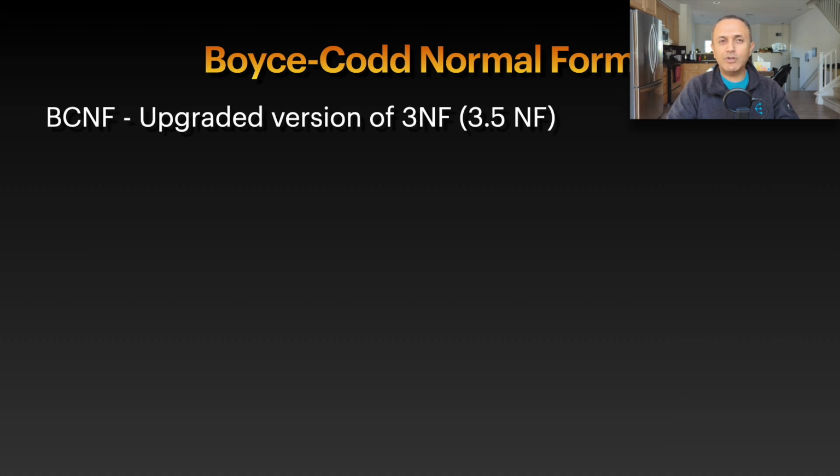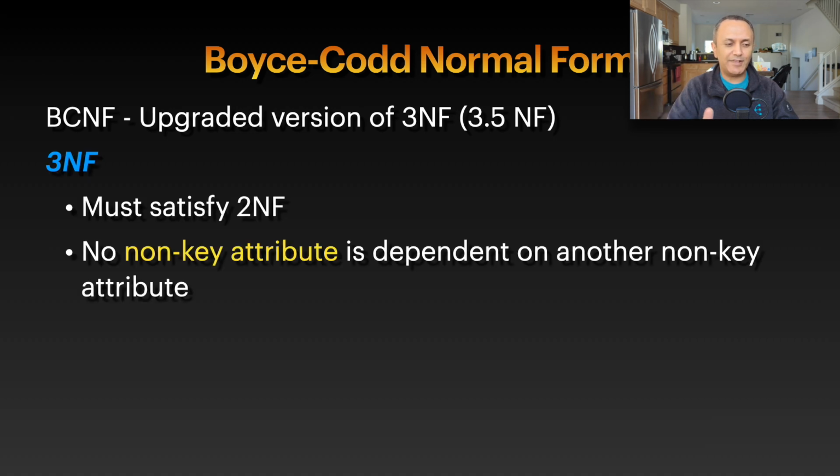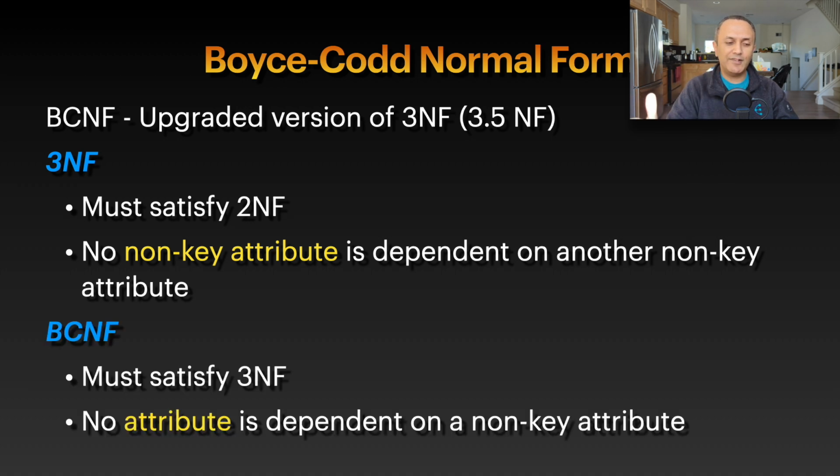I'm not going to get too much into it. Let's just see the difference between BCNF and 3NF. So 3NF said must satisfy second normal form and no non-key attribute is dependent on another non-key attribute. Boyce-Codd takes this a step further and says that no attribute is dependent on non-key attributes. So not just the non-key attributes that we're checking, but we're checking all the attributes. None of them can depend on non-key attributes.